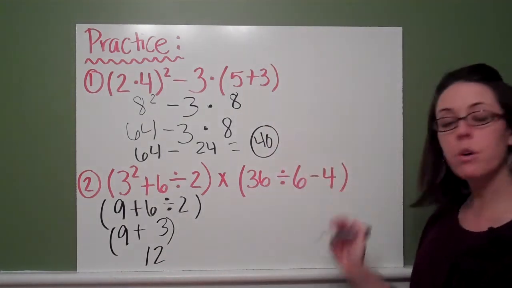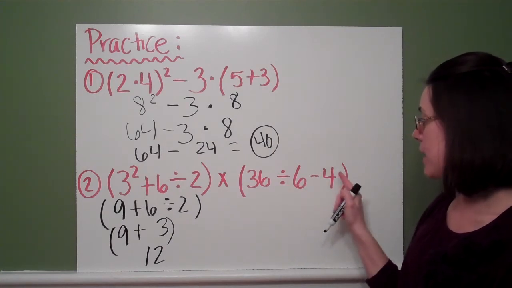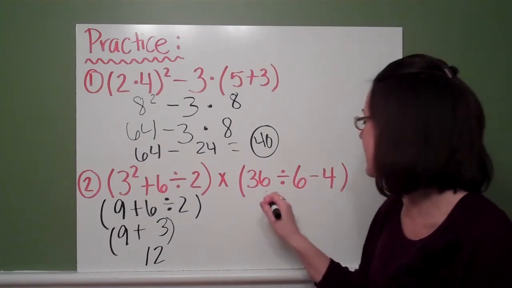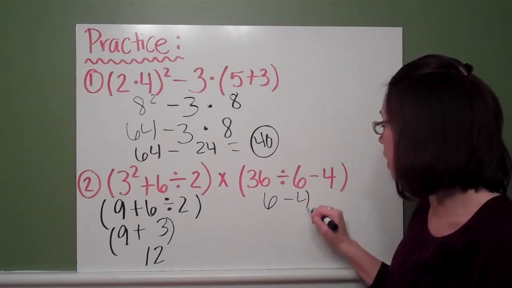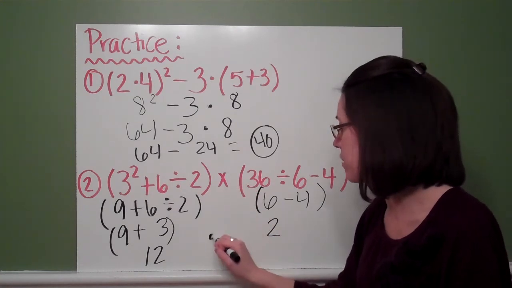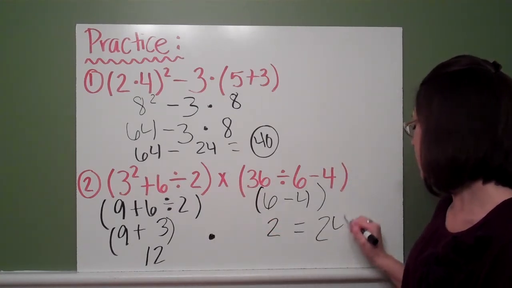We're going to continue to our last parentheses. 36 divided by 6 minus 4. Division first. 36 divided by 6 is 6. Minus 4 is 2. And bring down your multiplication. 12 times 2 is 24.